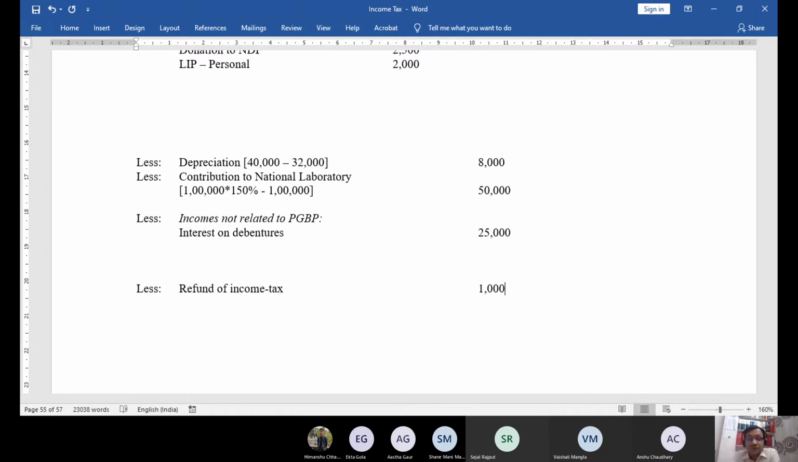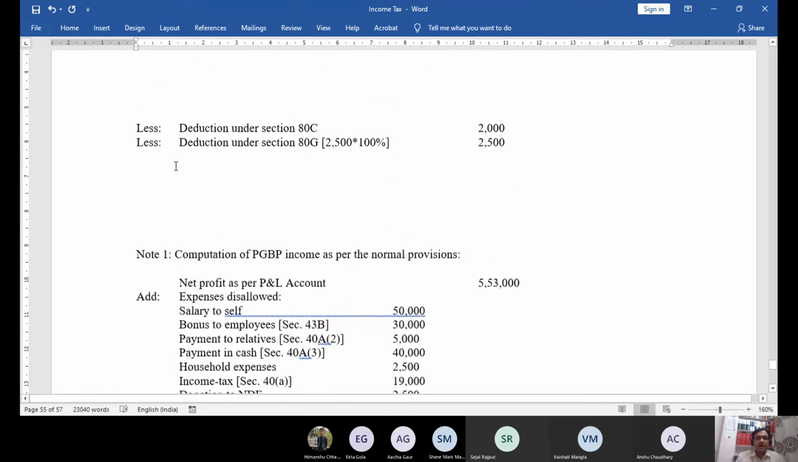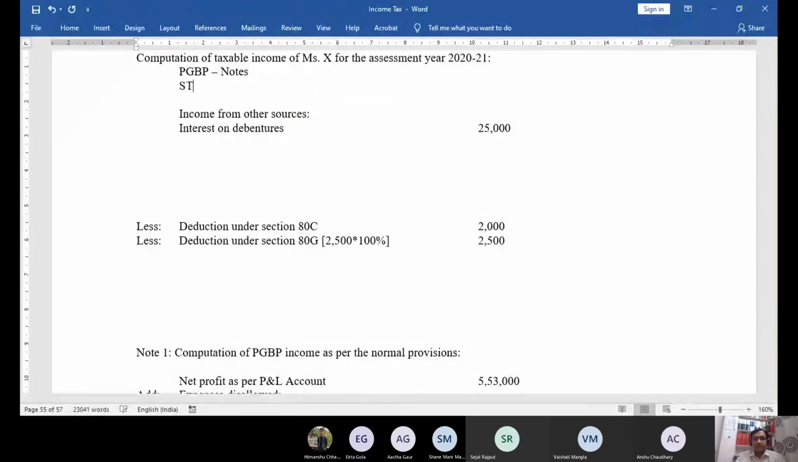Short-term profit on sale of investment, deducted. It is not my PGBP income. How much? 31. But it is an income. So when I show my final income above, here I will write short-term capital gain, 31,000. This is the benefit of leaving some space, because you can do both the treatments at both the places.